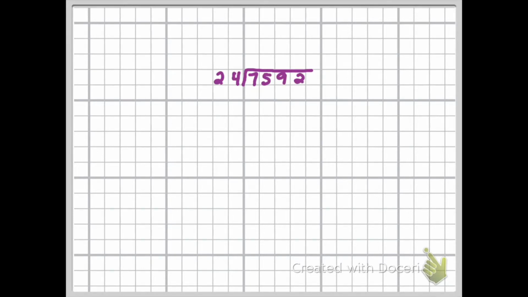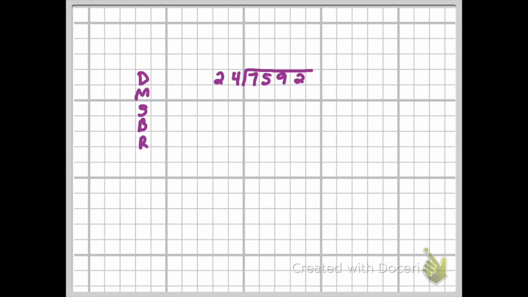7,592. Now, these numbers do not come easily in my mind, and as an adult, I have to even do some multiplication off to the side. So remember, divide, multiply, and subtract, and bring it on down and bring it on back. I want to place my checklist off to the side, and we're going to get started.